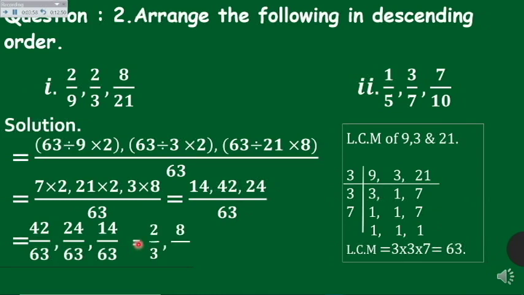Is it correct? And the actual values of these fractions: 42 upon 63 is 2 by 3, 24 upon 63 is 8 upon 21 and 14 upon 63 is 2 upon 9, and your answer is exactly different from what you expected. Yes or no? Yes.